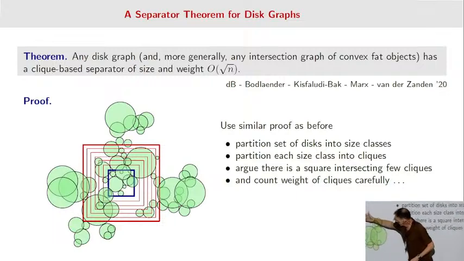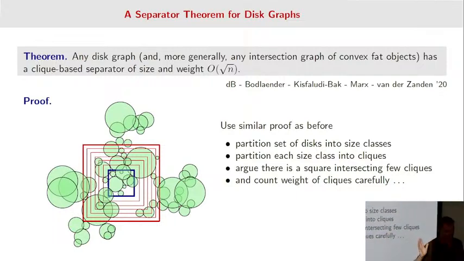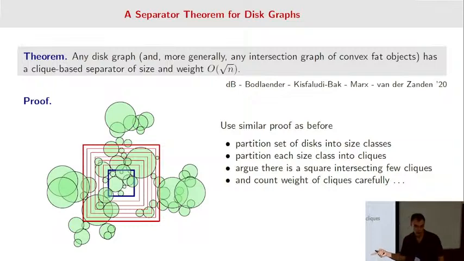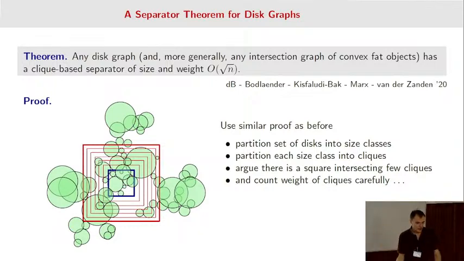So you can do the same proof if you just want to show that the size is square root of n. That's not too hard. If you also want to argue that the weight is only square root of n, then you have to work a little bit more. I'm not going to go into the details, but everything works out. As I mentioned, this is not only for disks, but any kind of fat convex shapes where you can use some kind of packing argument. And it also generalizes to higher dimensions.